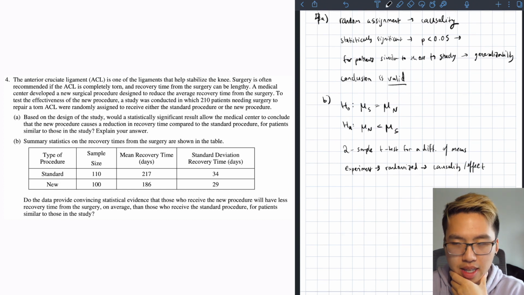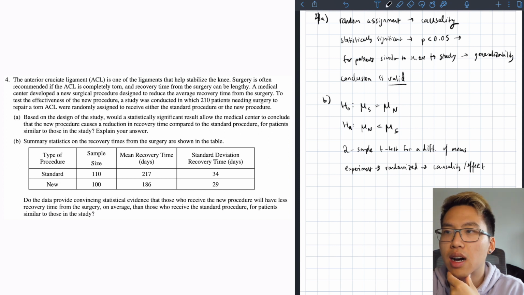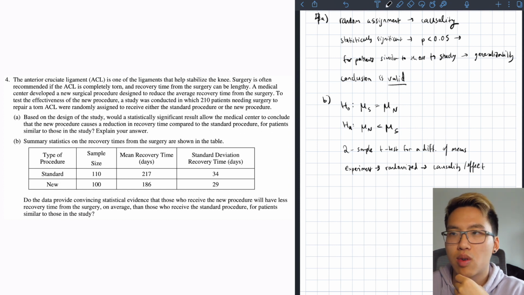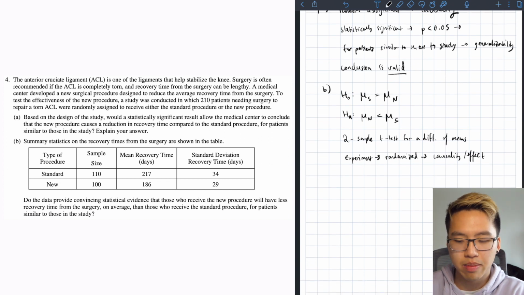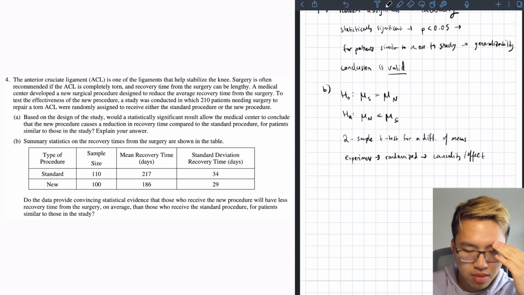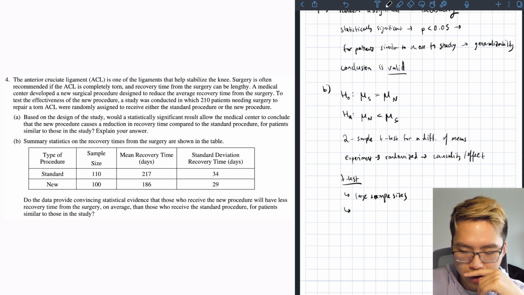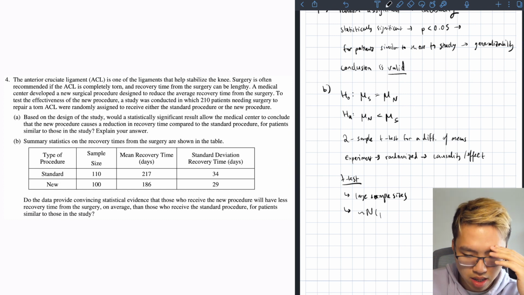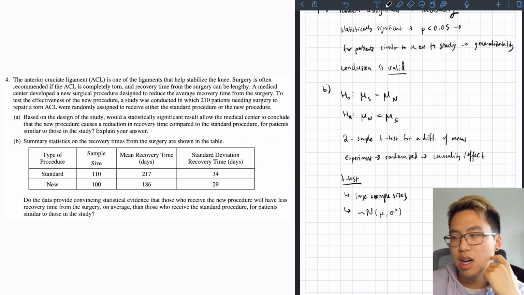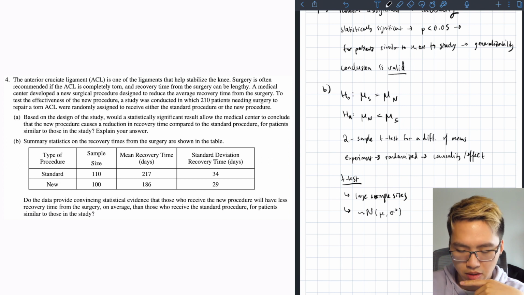I think this question is asking us, for something to be convincing, it has to be valid. So this 2-sample t-test has a couple of assumptions. One is you have large enough sample sizes. The other assumption is that your data have to follow a normal distribution around your mean and your standard deviation or variance.